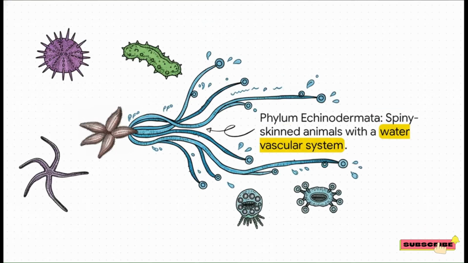Our last big stop on this side of the family tree is phylum Echinodermata, the spiny-skinned crew, like this starfish. Now, their defining feature is something totally unique, a water vascular system. It's this wild network of hydraulic canals that they use to move, to eat, and even to breathe. Seriously, there is nothing else like it in the entire animal kingdom.